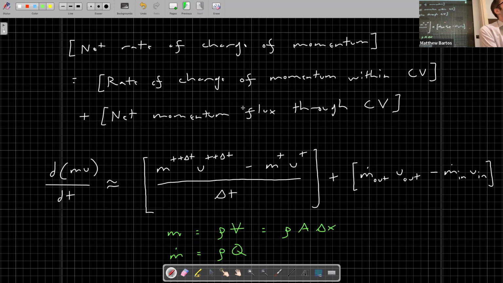And from Reynolds transport theorem, the rate of change of momentum within the control volume plus the momentum flux has to equal the sum of forces. For the rate of change of momentum within the control volume, it's the mass at the next time step times the velocity at the next time step minus the mass times the velocity at the previous time step. The flux is basically the momentum leaving the control volume minus the momentum entering the control volume at any given time step.